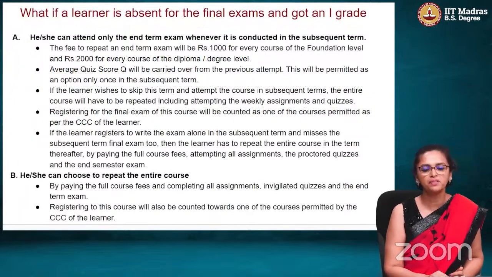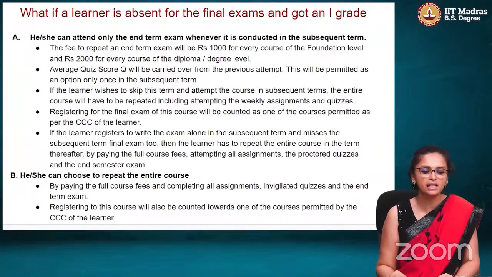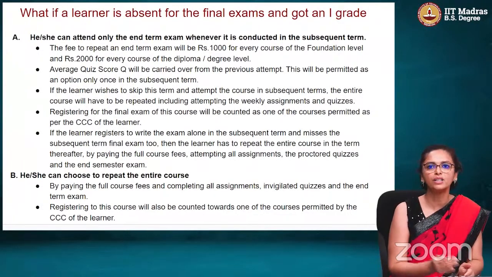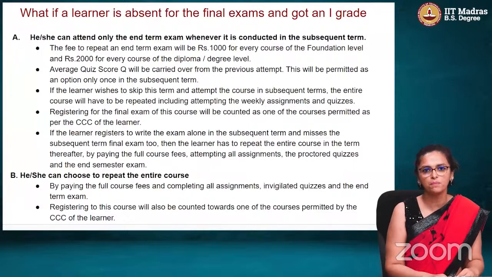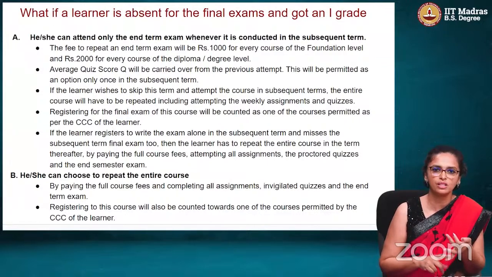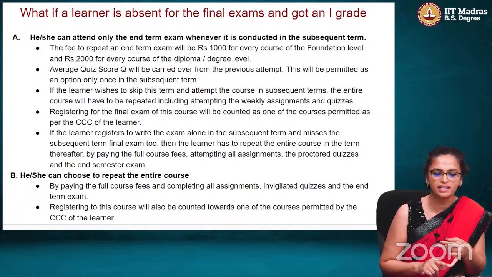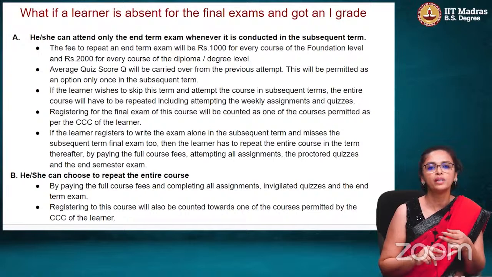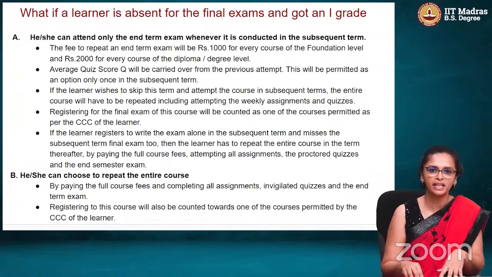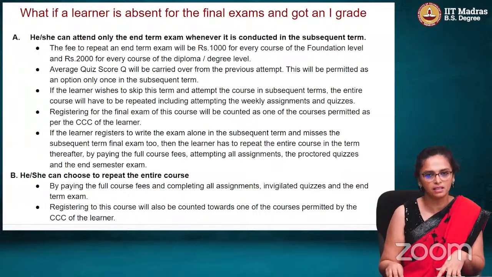Okay, what if a learner is absent for the final exams and got an I grade, which is an incomplete grade? Okay, so there are two options here. One option is you have already finished the weekly assignments. You might have finished the quizzes also, because of which you got hall ticket to the final exam, but for whatever reason you did not attempt the final exam. In this case, you can choose to write the final exam alone in the next immediate term.